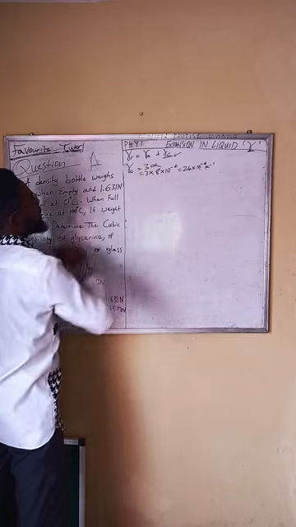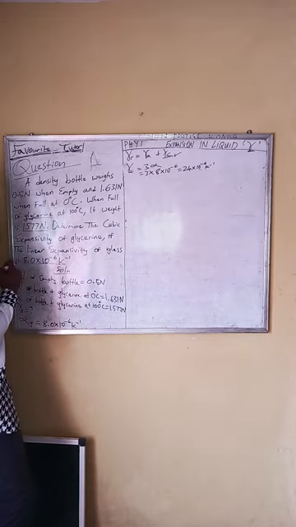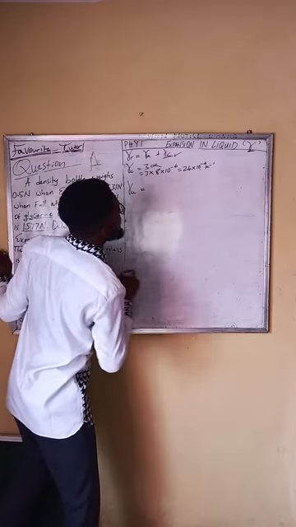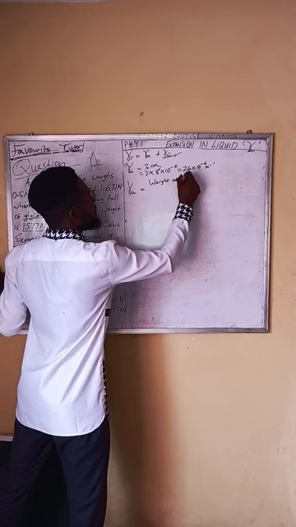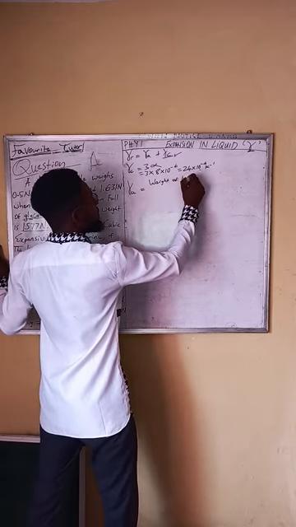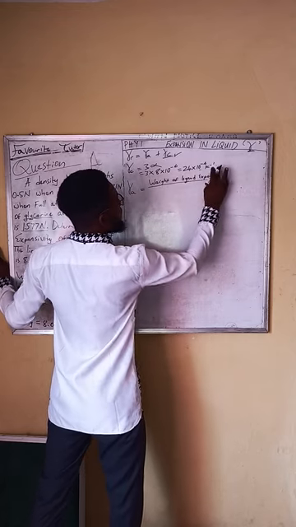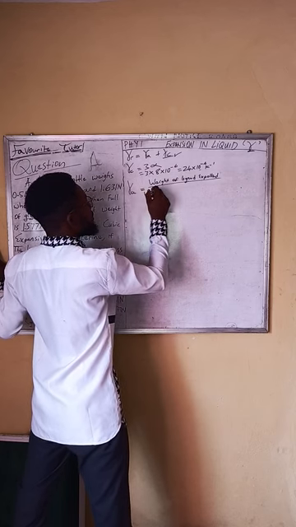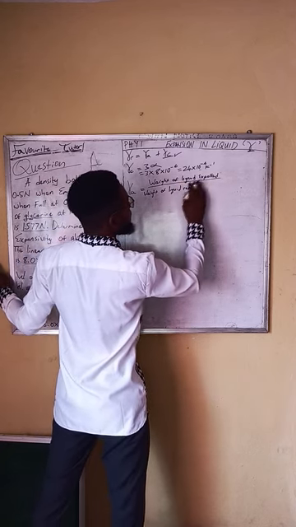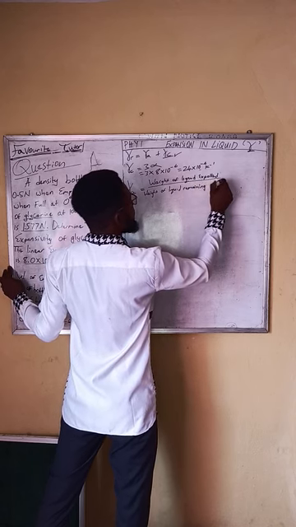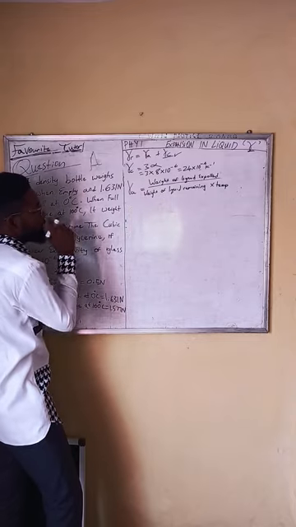So now let us look for the apparent cubical expansivity of the liquid. And the liquid content that we have here is glycerin. So the apparent cubical expansivity will be equal to the weight of liquid expelled, all over the weight of liquid remaining, times the temperature rise.